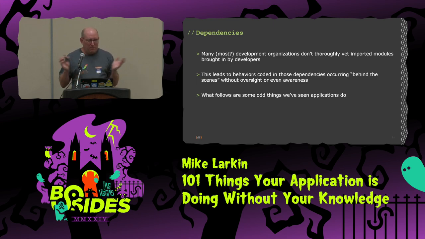Good. Most development organizations don't have the time to vet every piece of code that they bring in, right? It's not possible. It just simply isn't. So this leads to these kind of behaviors that we're talking about. Now, I've given you for the past 15 minutes or so just an overview of application behavior in general and how you can monitor stuff. Now we'll actually look at some of the crazy things we've seen applications do. Sound good? All right.